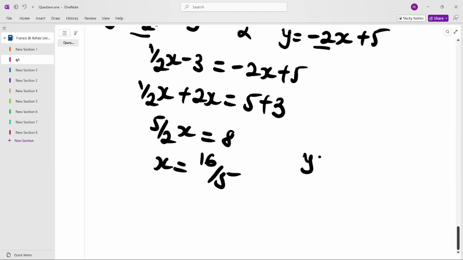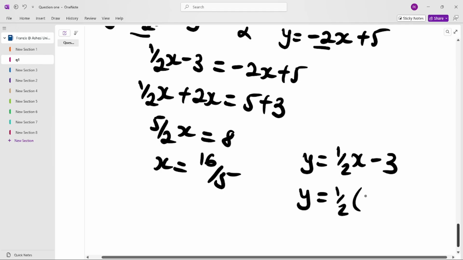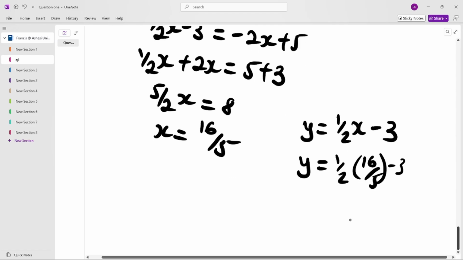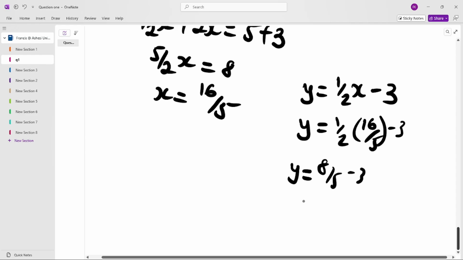Take your time. So you have y is equal to half x minus 3. You put in the value of x. You have y is equal to half times 16 over 5 minus 3. That should lead us to y equals 8 over 5 minus 3. I think we'll still have y equals negative 7 over 5.